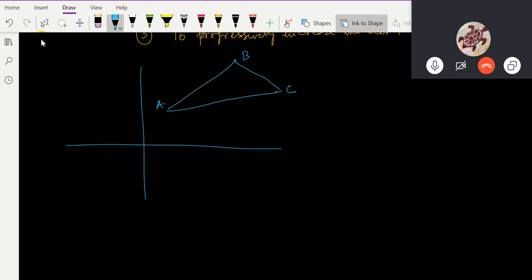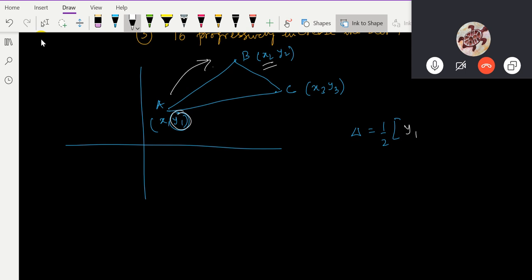The coordinates of these points are x1, y1, x2, y2, and x3, y3. So the area of the triangle will be half of: we take the first point, the y coordinate of the first point, which is y1. We move clockwise, go to the second point, and take the x coordinate of that, which is x2, minus x3, subtracting the third one from it.